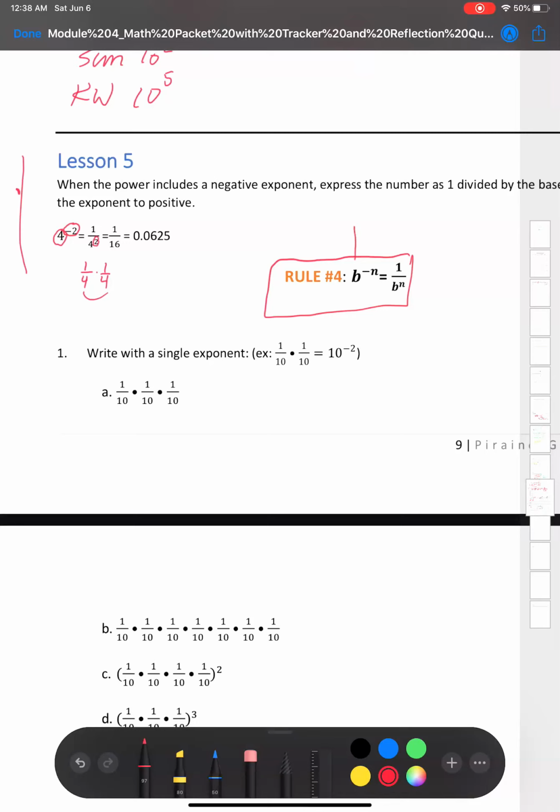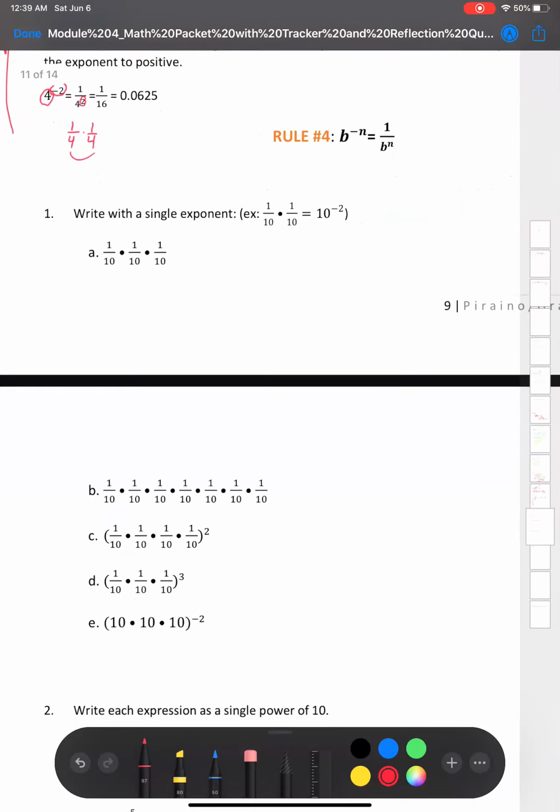You have the base raised to a negative power, and basically you're going to change this negative power into a positive by taking 1 and dividing it by the base, and then making the power into a positive number. So let's keep that in mind, and we're gonna take a look at a few of these right here. I'm just gonna kind of go random, right?